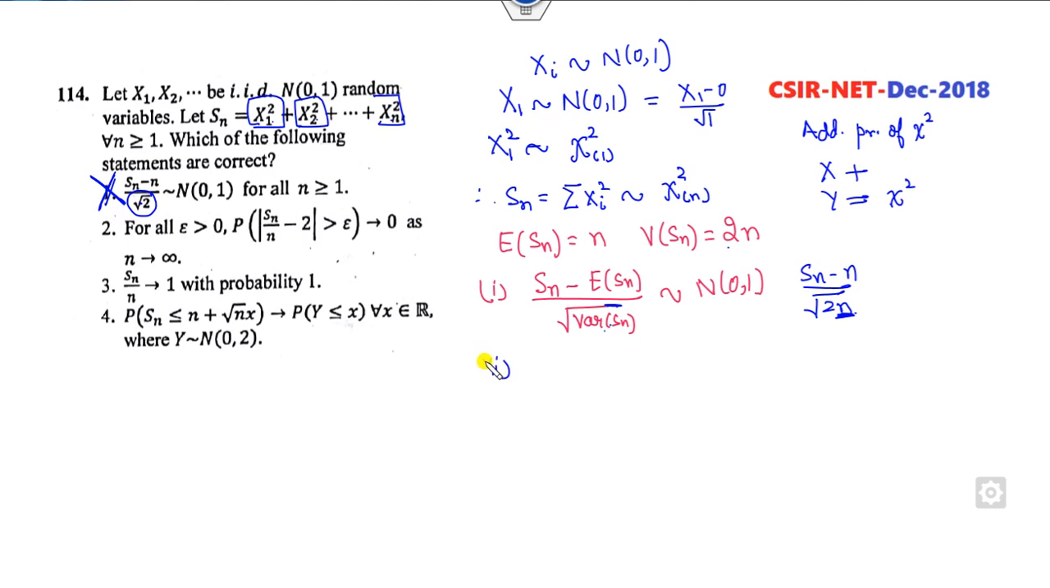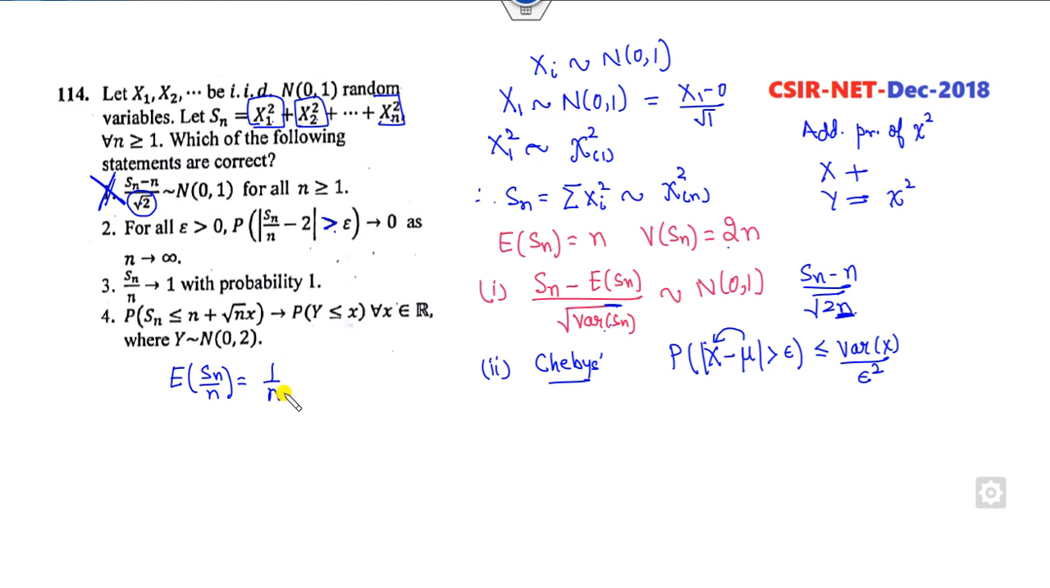Look at the second option. This is an inequality, so we can apply the Chebyshev inequality here. So what is the Chebyshev inequality? The probability that X minus mu is greater than epsilon is always less than or equal to the variance of X divided by epsilon squared. This mu is the mean of this X. So we will find the mean of Sn over n. It is 1 by n outside. What is the mean of Sn? It is n, so n over n is 1. But here there is a 2, which is not the mean. So it means the Chebyshev inequality does not apply, so it can never converge. So it is the wrong answer.